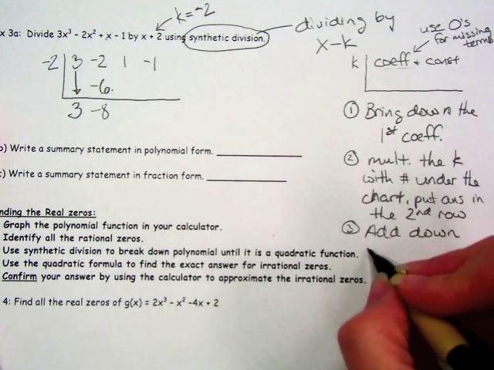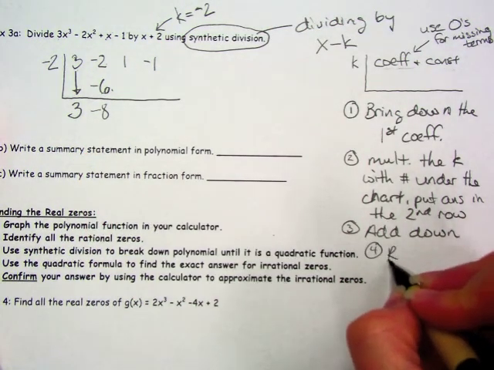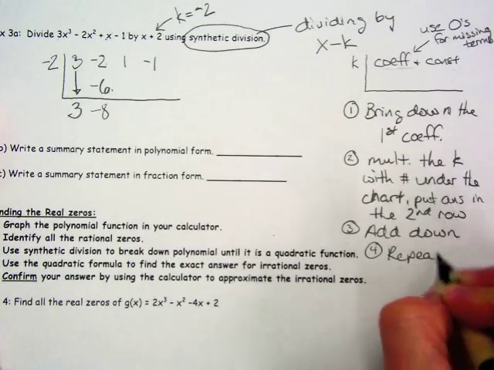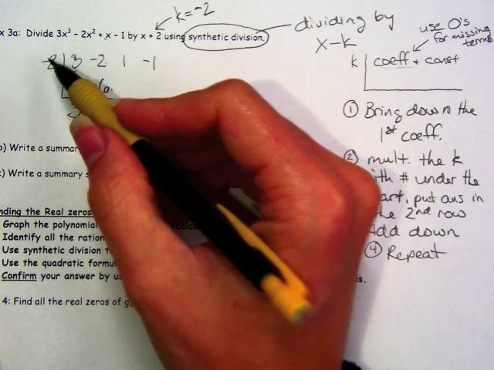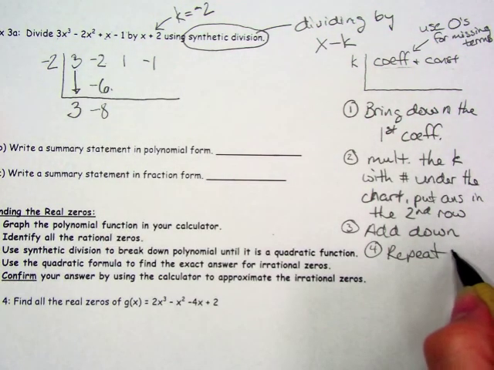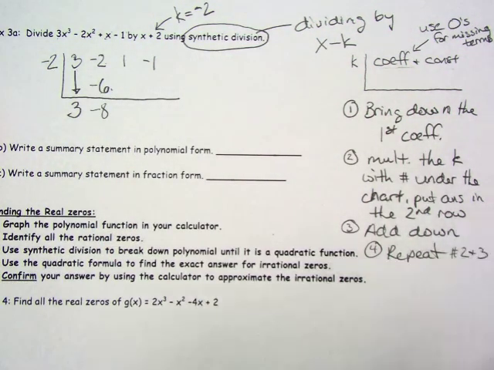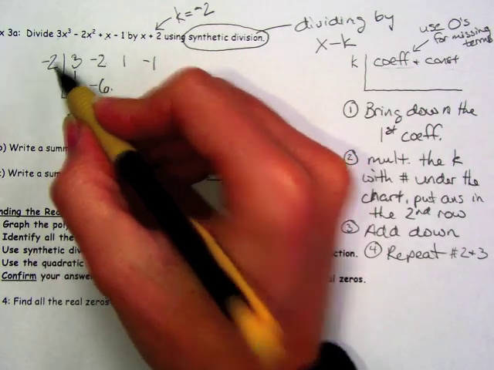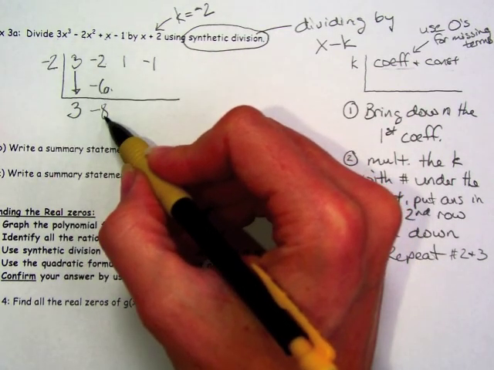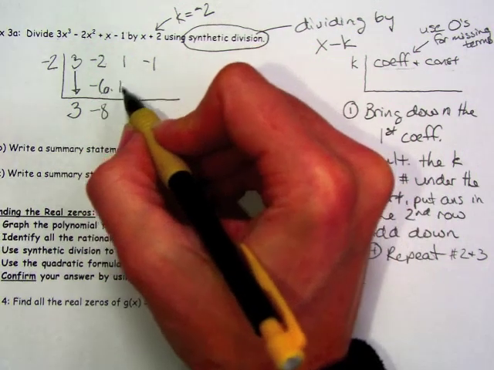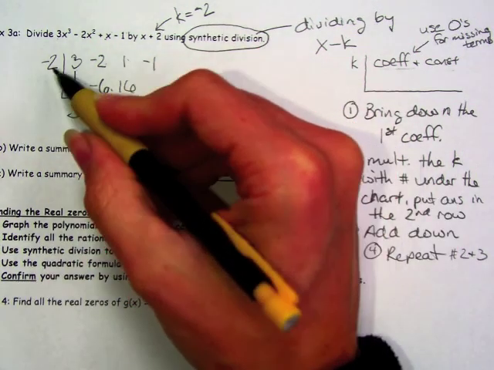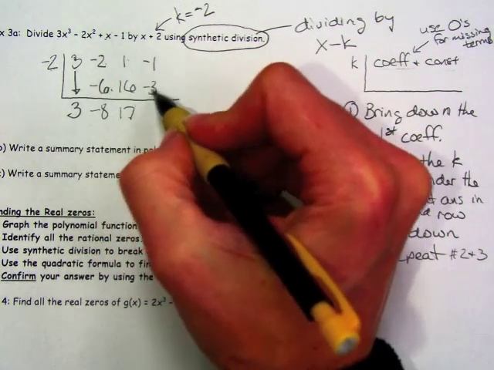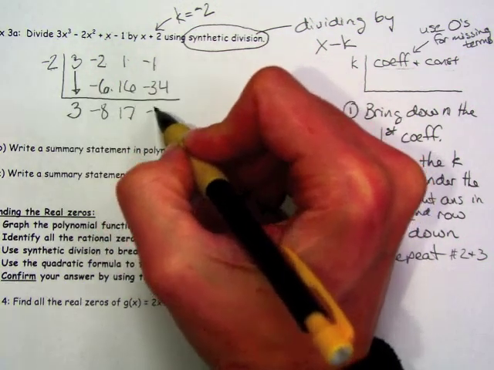And then we simply repeat until we fill up the whole chart. Repeat steps 2 and 3, no more bringing down. So negative 2 times negative 8 gives me 16. I put that in the second row and add down to get 17. Negative 2 times 17 is negative 34. Add down to get negative 35.